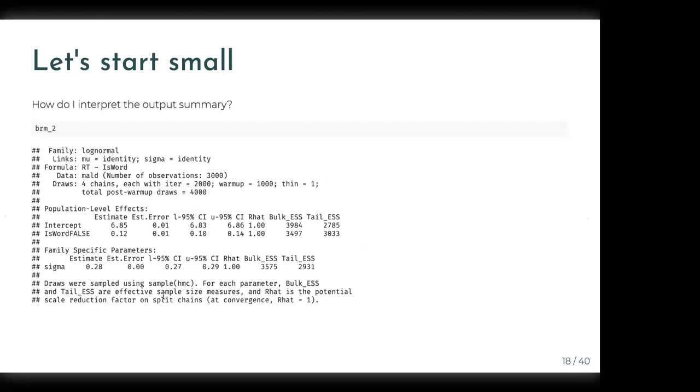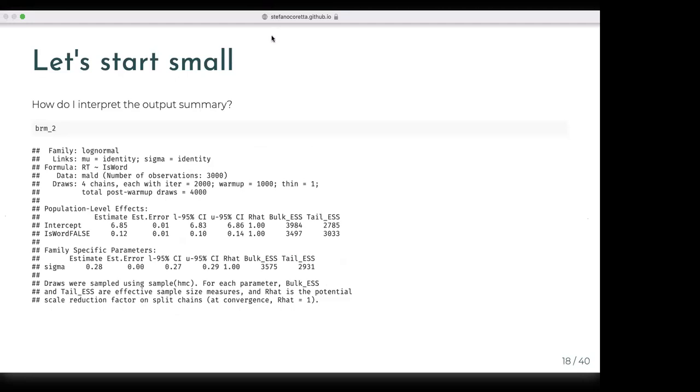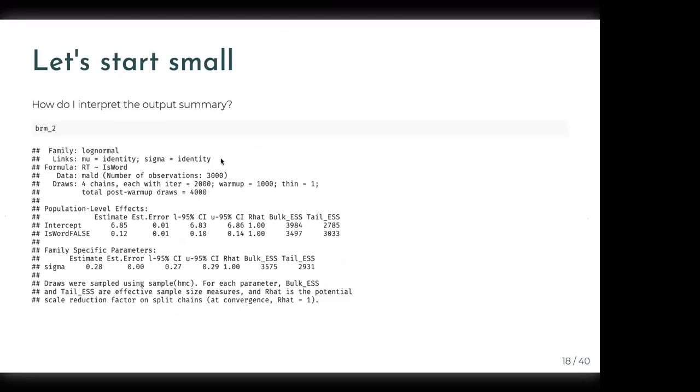Which is exactly my next slide. How do we interpret the output summary? And that's just a plot. So hopefully you managed to run everything and everything runs smoothly. Then you can just get the summary of the model. You can either use the summary function as you would with lmer, or you can just use the name of the model, which will work as well.